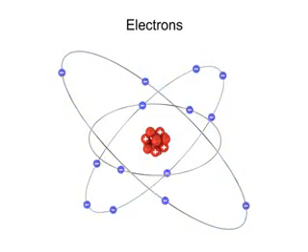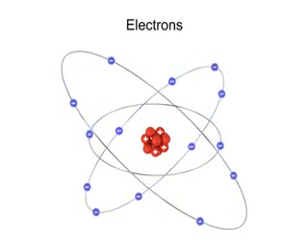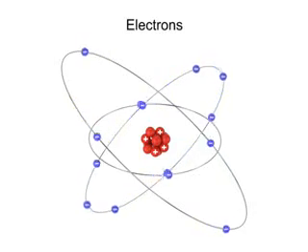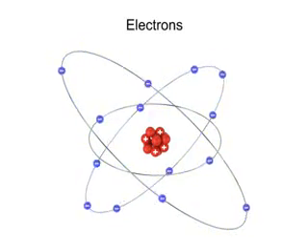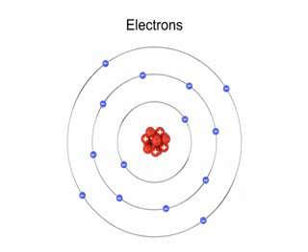Electrons move around the nucleus of an atom in concentric orbits. These orbits or shells represent different energy states that electrons can exhibit. The farther an electron is from the nucleus, the greater its potential energy.